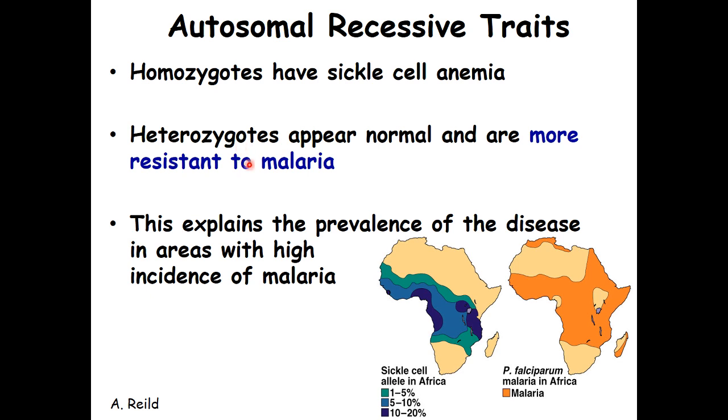Okay, so if you look at this map here, where is it? Sickle cell. So the blue, what these two maps are trying to show you is that the percent of sickle cell individuals matches the area of malaria, because the heterozygous sickle cell individual, who is physically normal but carries a recessive gene, is actually resistant to malaria, so then they can survive better in this region.